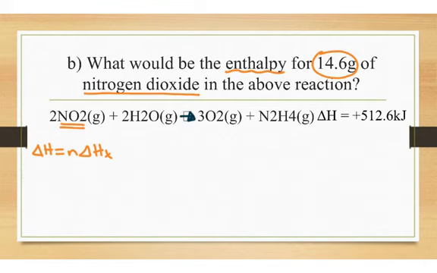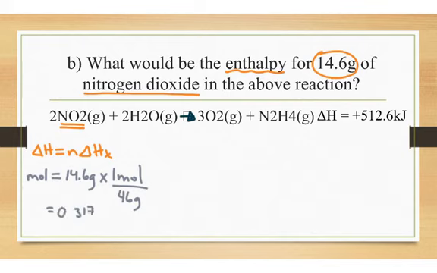Let's start with the n. So I have 14.6 grams, so I'm going to do my mole conversion. So moles is equal to 14.6 grams times 1 mole. And let's find the molar mass of NO2. About 46 grams for the molar mass, giving us 0.3174 or so for the moles.